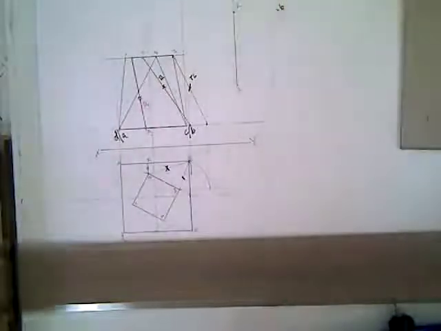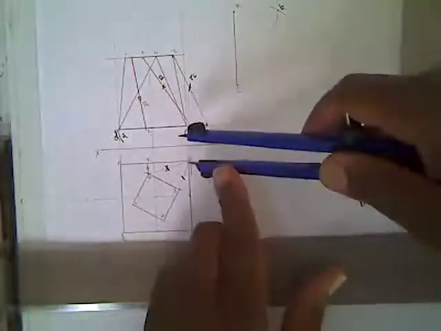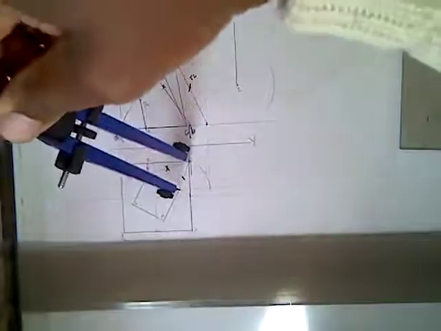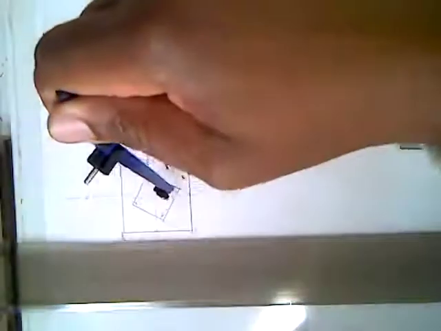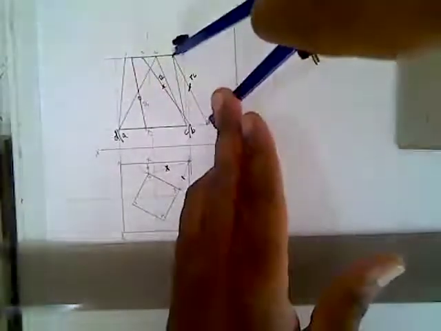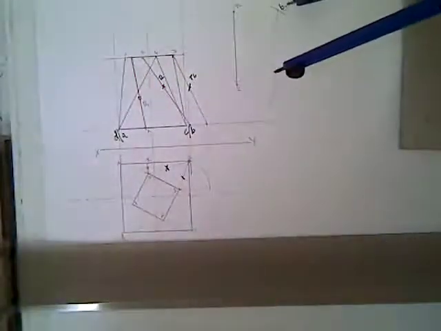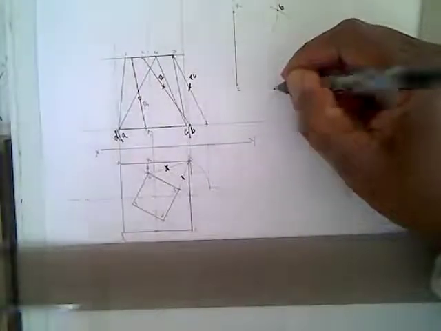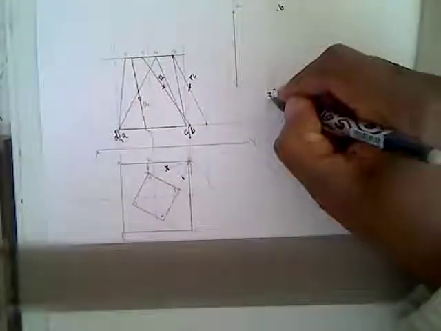Now I must move from B to 3. I will take that true length from B to 3. From B to 3, there we are. B to 3 is this one, but its true length is this one, the real length. Now that is B to 3. So we will locate our 3 here. That will be our 3 there.